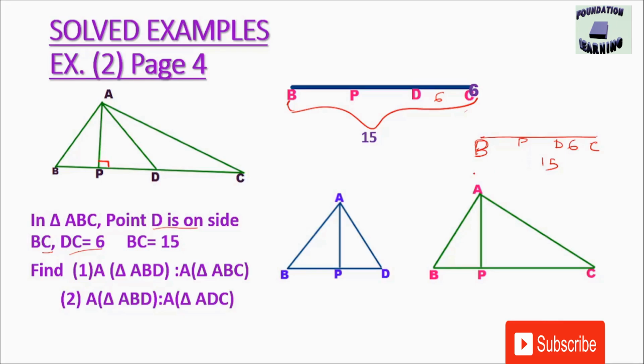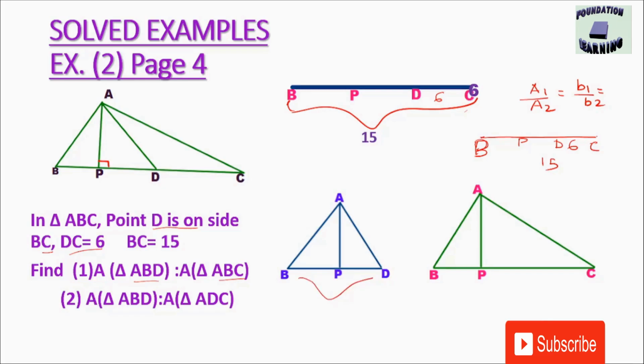Now we have to find the ratio of triangle ABD to ABC first. In order to find the ratio, we need to find the base and height. Now remember, in this triangle the height is the same. So we are going to take the formula A1 upon A2 is equal to B1 upon B2. What is B1 here? In the first triangle ABD, what is the base? The base is BD.